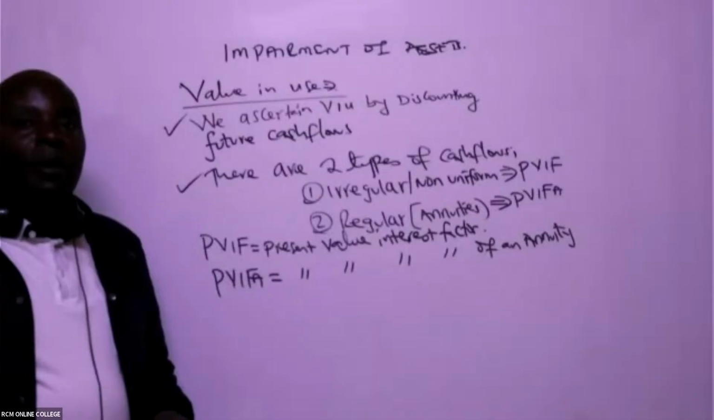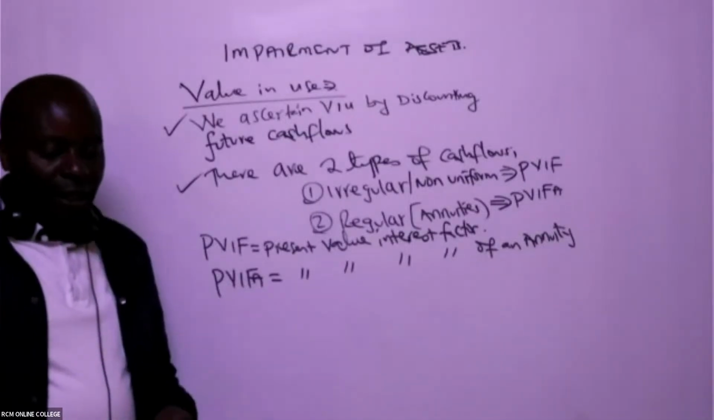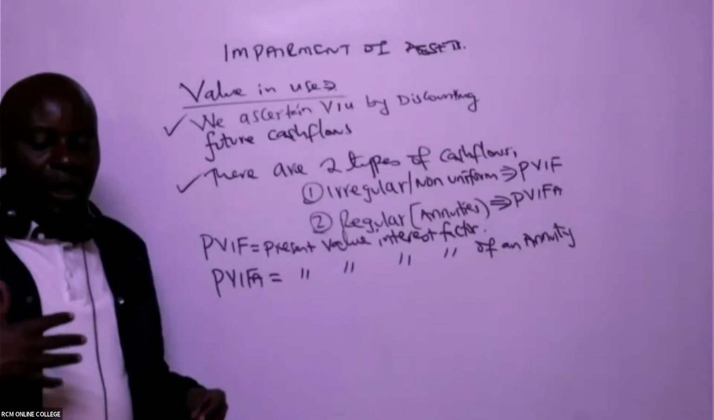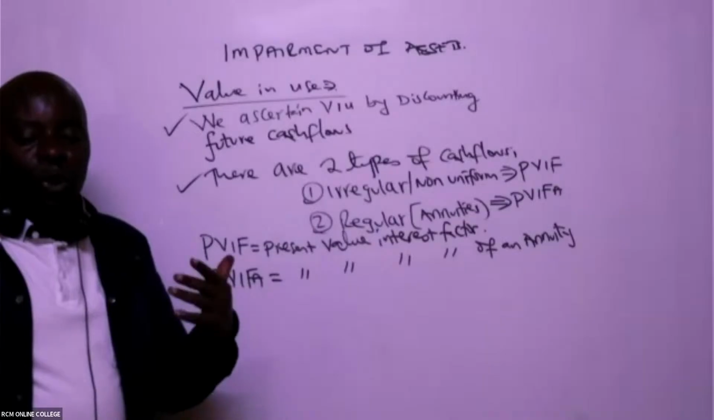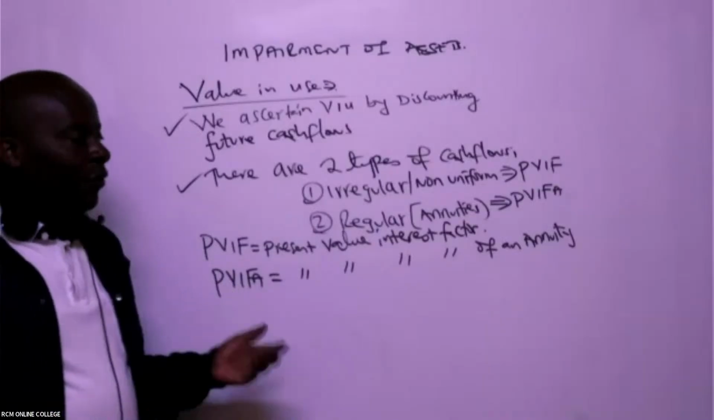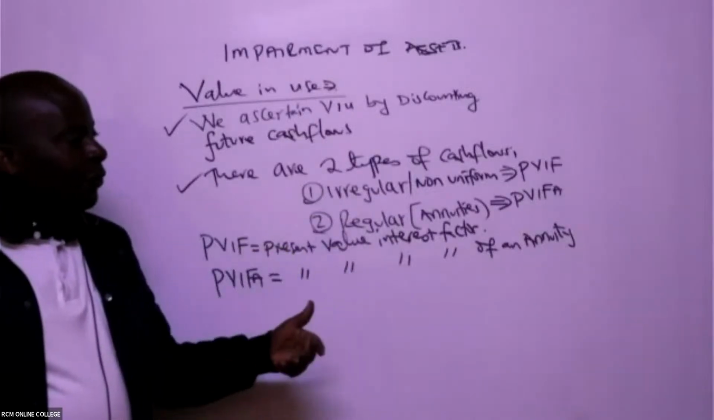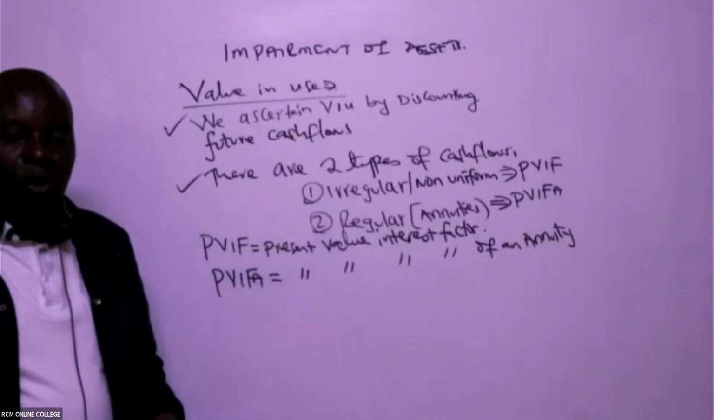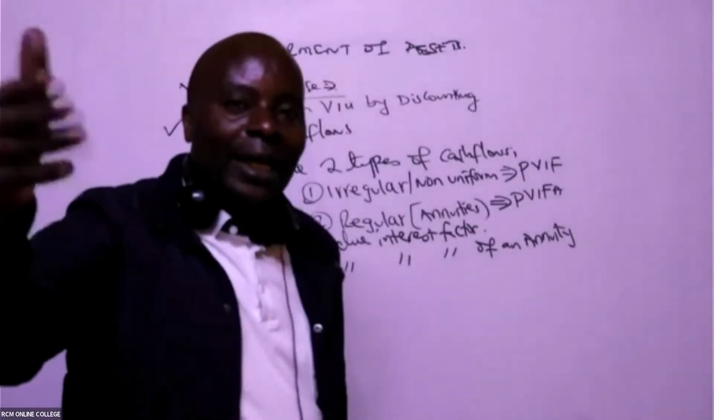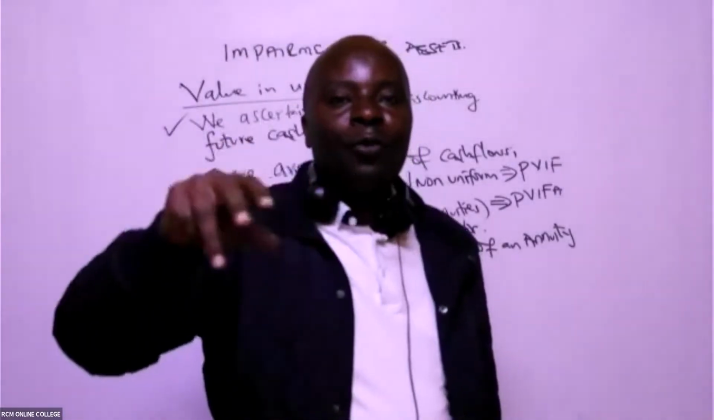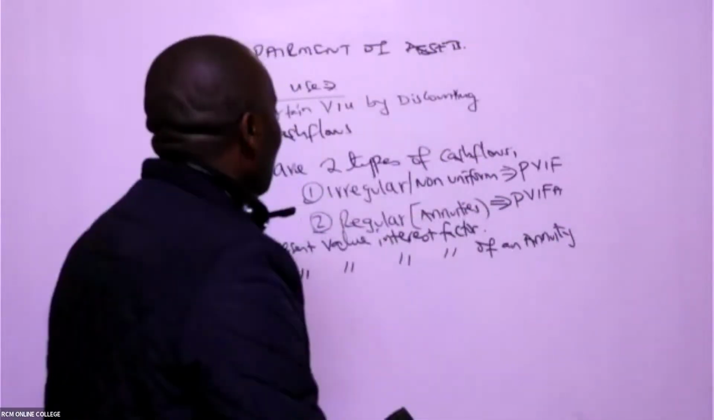So anytime we talk about irregular cash flows, like today you are getting 10, tomorrow you're getting 12, another day you are getting a different amount, then that one you shall always use what we call PVF, present value interest factor. This is regular. But if you get a situation where today you're getting 10, tomorrow 10, the other day 10, regularity, uniformity, we shall be using present value interest factor over annuity.